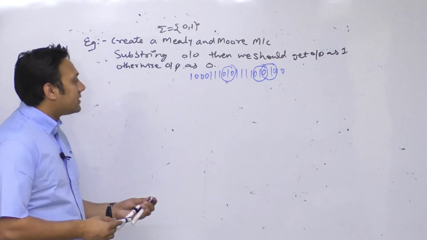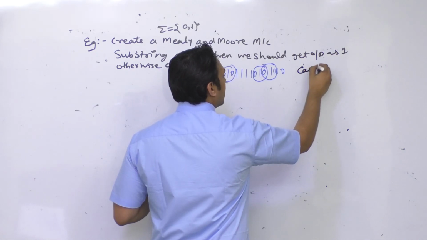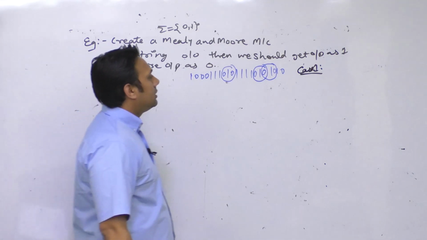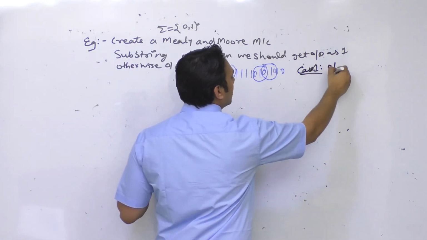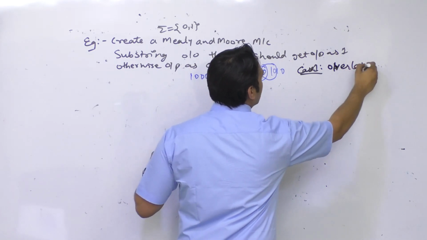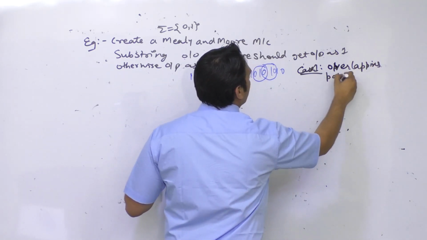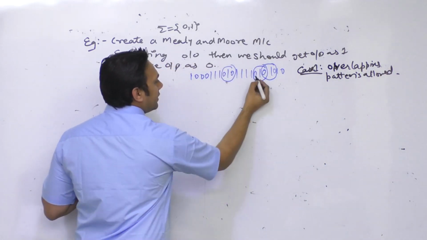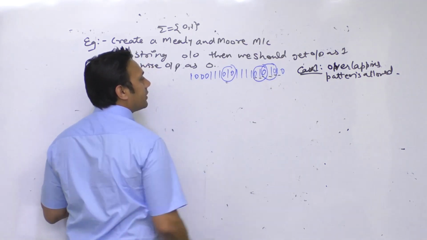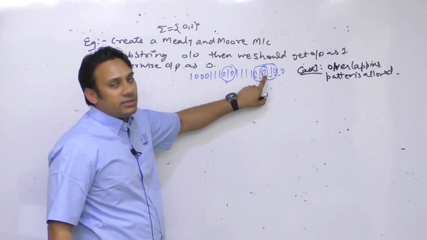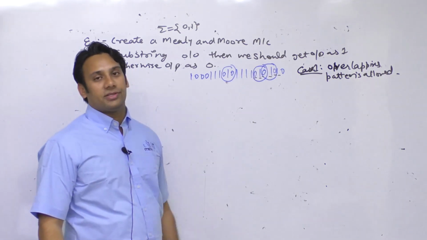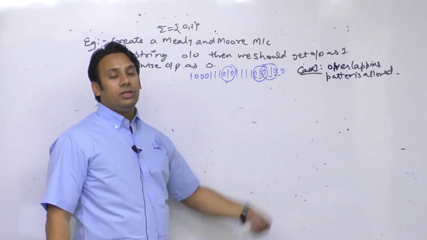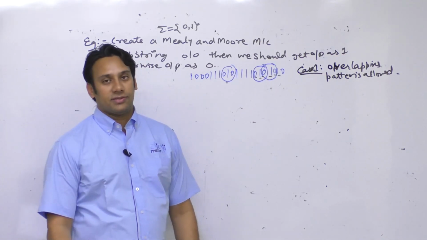Now here there are two possible cases. The first case, case number 1, is when we assume that overlapping patterns are allowed. What is an overlapping pattern? For example, here we have 0 1 0 1 0 1. In this case, this 0 is included in both combinations. Here we have 0 1 0, and here also we get 0 1 0, and this middle 0 is overlapping in both cases.